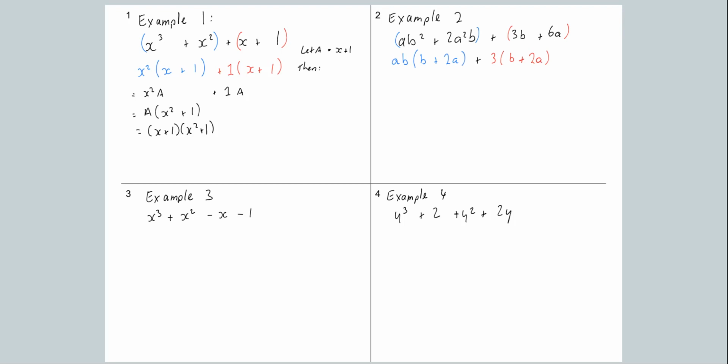So again, we can do the same thing if you want to. You can let A equal b plus 2a. Then we would have Ab multiplied by A. Big A is different from little a, by the way, in mathematics. Plus 3 big A, common factor of A, leaves me with Ab plus 3, and then substitute back in again. So we've got b plus 2a, and then we've got ab plus 3, all factorized.